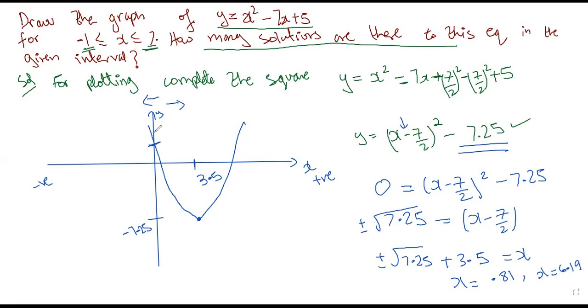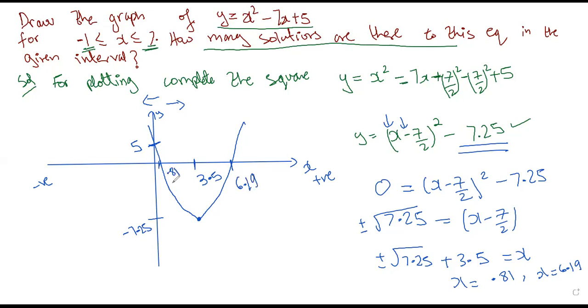It is the y-axis. The curve cuts the y-axis when x is 0. Okay. Remember at y-axis x is 0. So what would be this? You need to use 0 instead of x. It would be 5. 0 minus 7.25. It will be 5. Yes, very good. And this value is 6.19 and this value is 0.81.